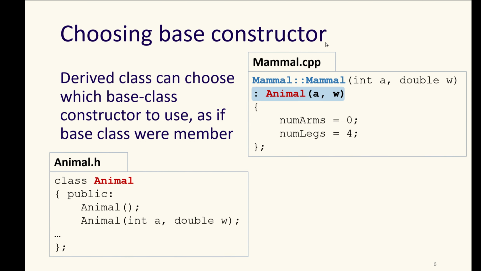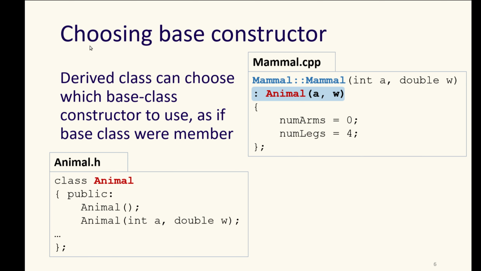So you can explicitly call to the base class's constructor if you'd like to. The default base class constructor will get called if you do nothing. If in your mammal constructor you did not say anything about the animal constructor, it would automatically call the default animal constructor before doing any of the steps of the mammal constructor.